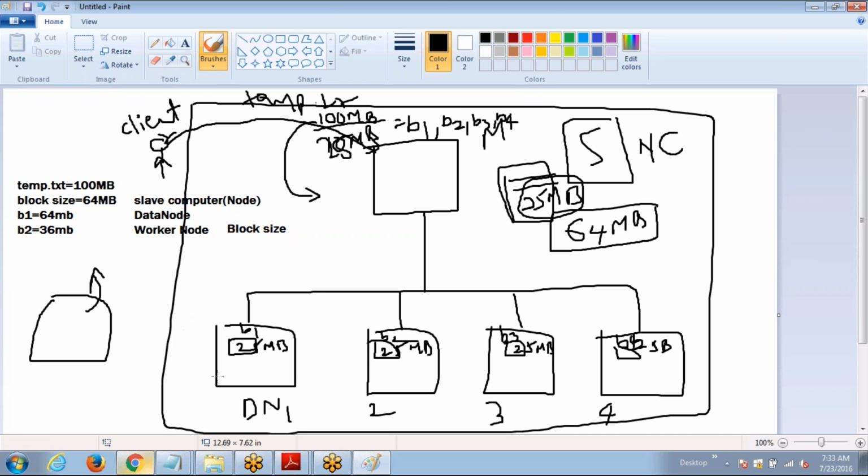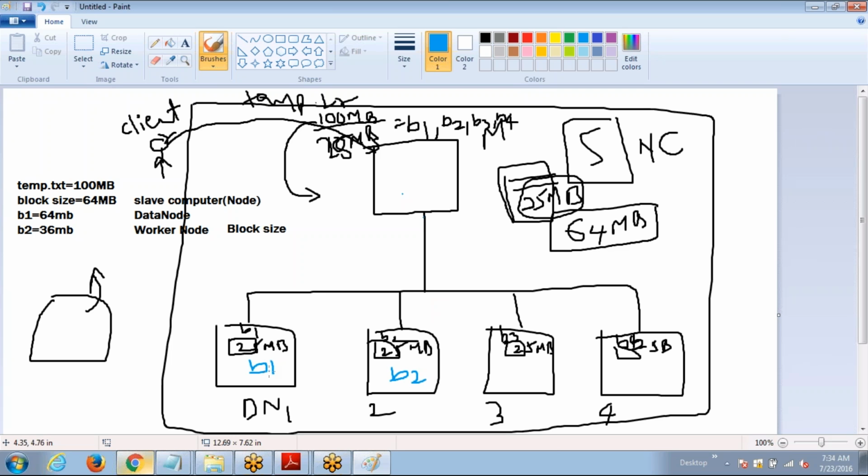Here, even though this data node has enough storage, let's go with this example. My default block size is 64 MB. Block 1 and block 2 are there. I'm going to store block 1 here and block 2 here. With our Hadoop concept, just think of it this way as of now. Block 1 is stored here and block 2 is stored here.